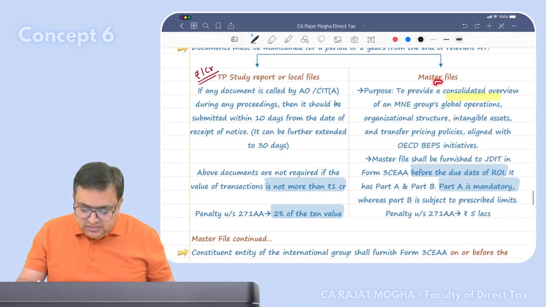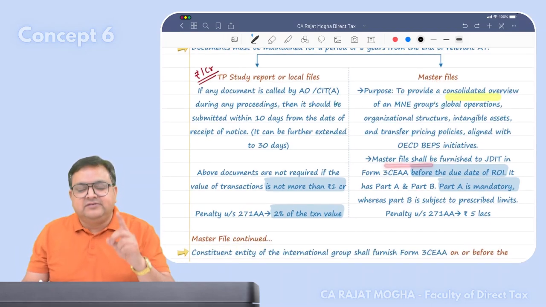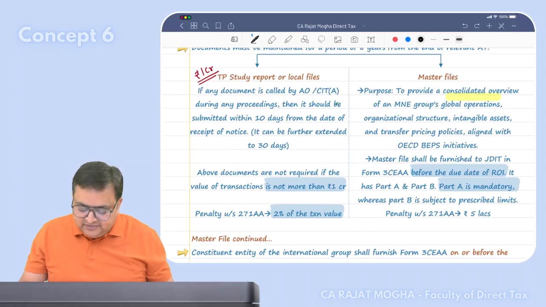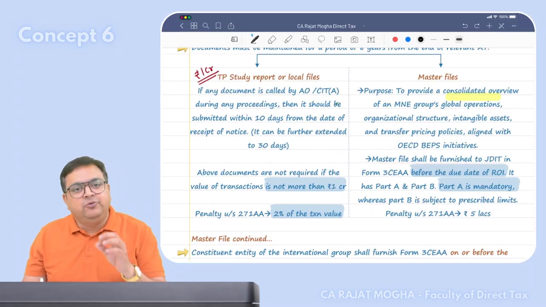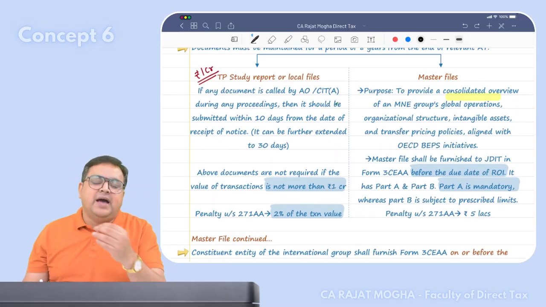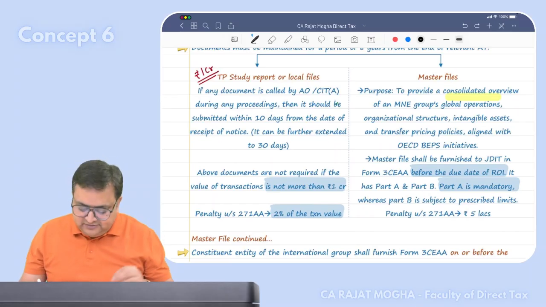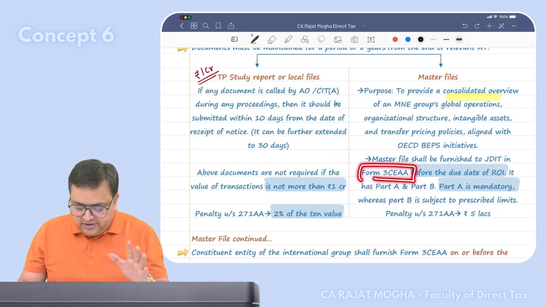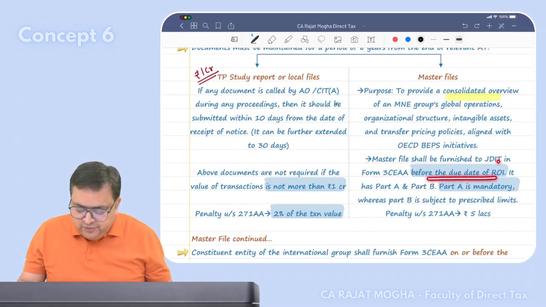Now, that is the reason they said you have to furnish that master file. You have to furnish the master file to the Joint Director of Income Tax. Up to when? Up to the due date of ROI. Form number A is mandatory. Form number B would be applicable if you satisfy certain conditions. Form number 3CEAA, no need to remember the number, is not required. You have to furnish it before the due date of ROI.